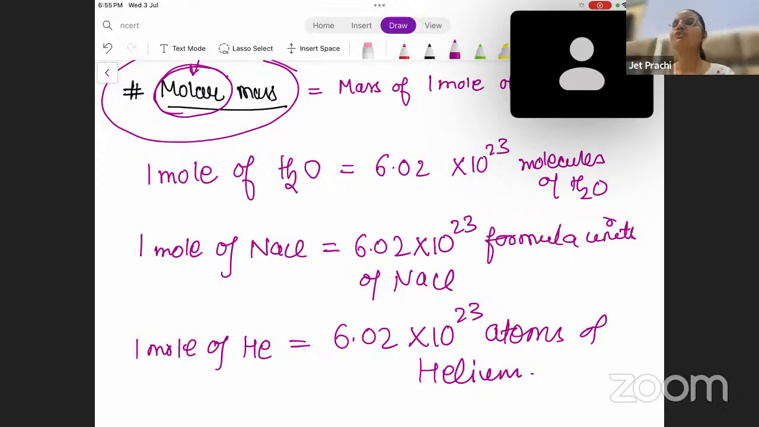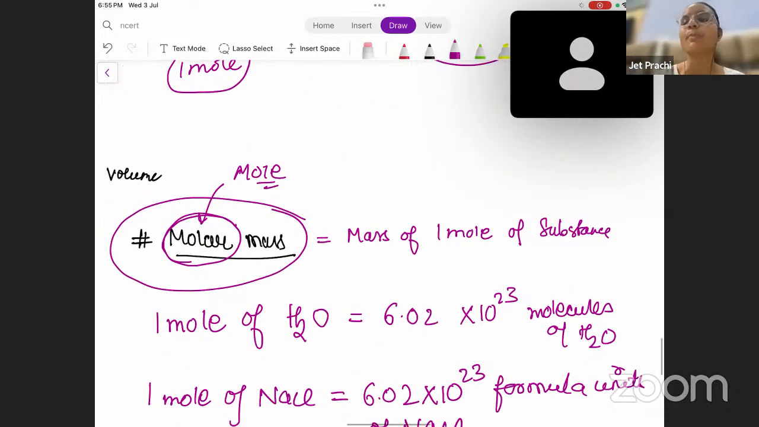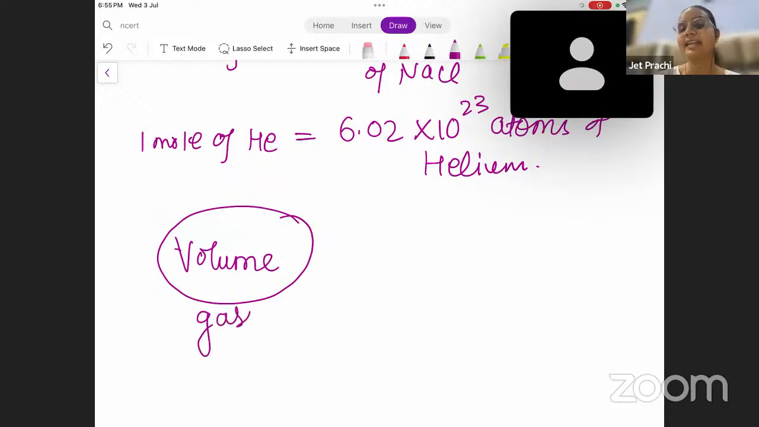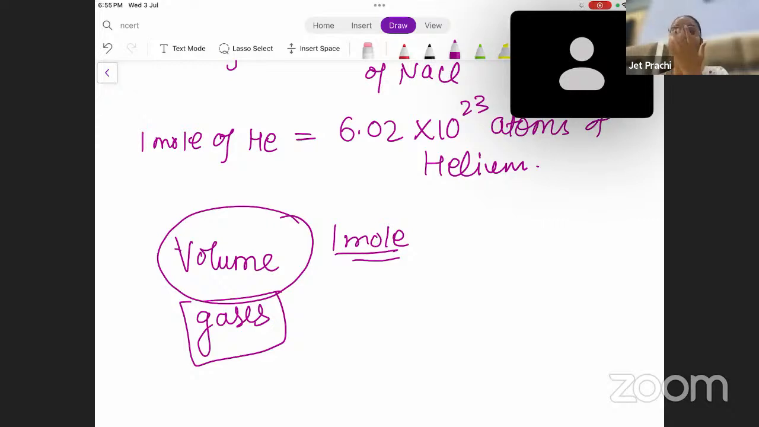Now, the other thing that we should know is what is the volume that is occupied by 1 mole of a substance. So if we have a gas, this is true for gases. Let's suppose I have 1 mole of a gas, then the volume that is occupied is 22.4 liters, or in some textbooks nowadays you will see 22.7 liters. What is it? 22.4 liters, or else you will see 22.7 liters. Why are we getting different values?